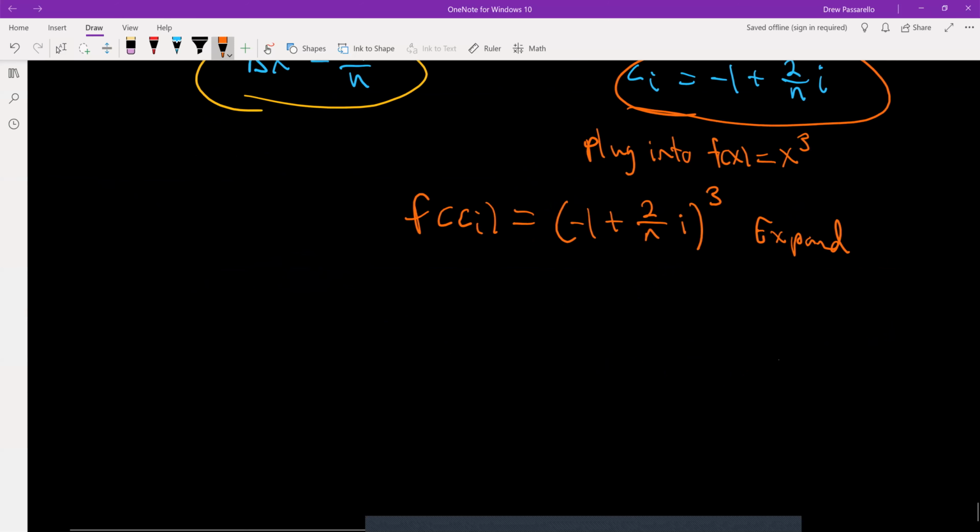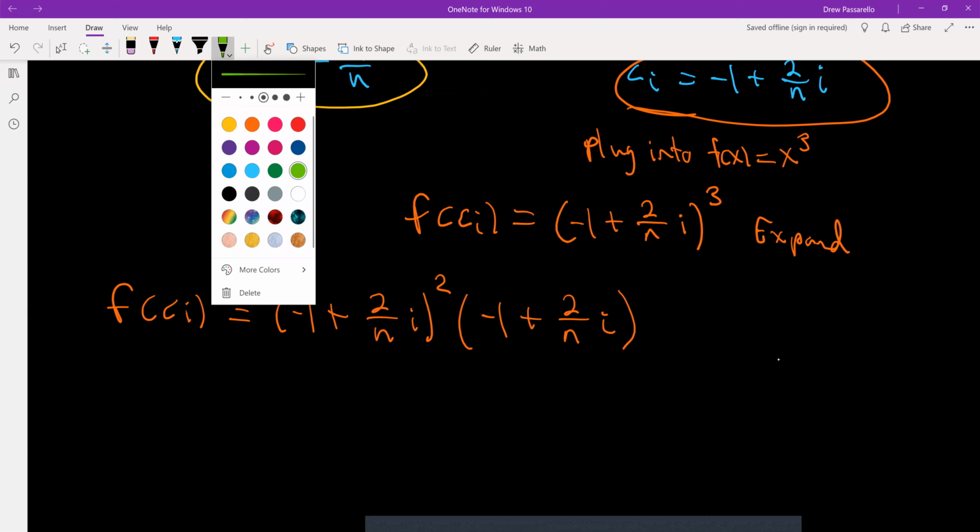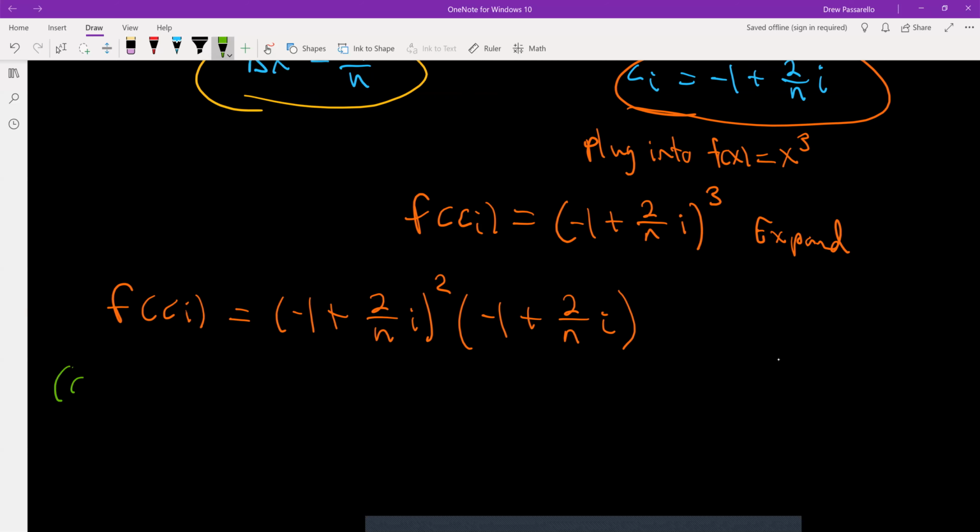All right, and the way I expand it, so that's (-1 + 2/n · i) squared, and then times (-1 + 2/n · i). You know from algebra, if you have (a + b) squared, that's going to be a squared plus 2ab plus b squared. Our a is -1, and then our b is 2/n times i.